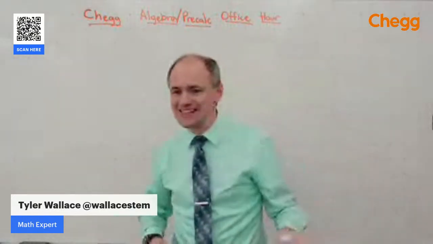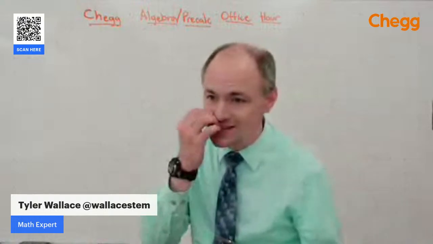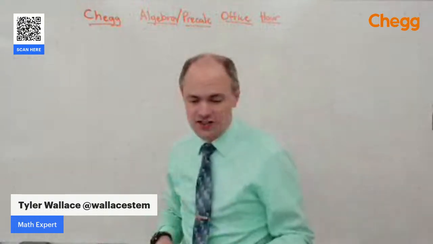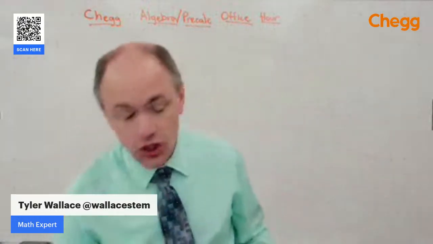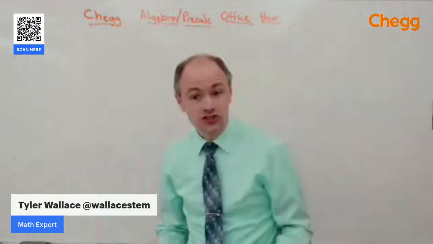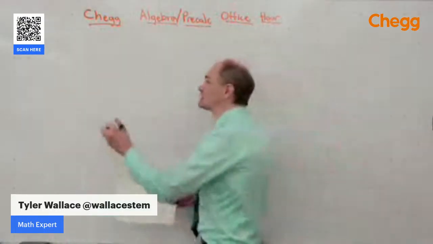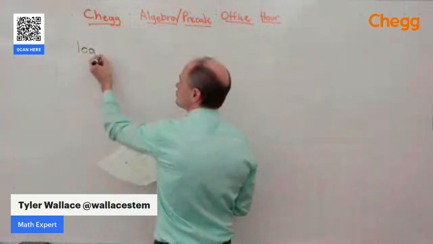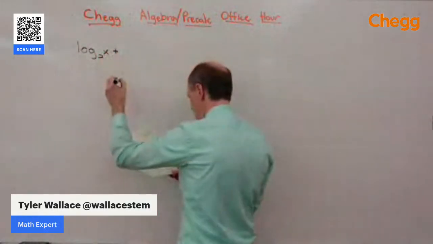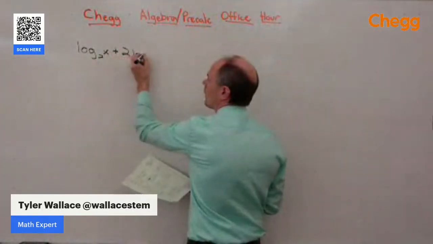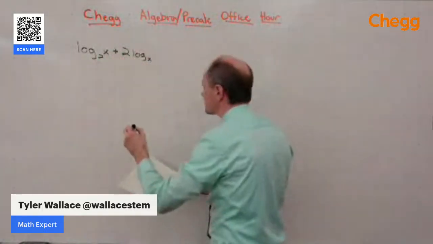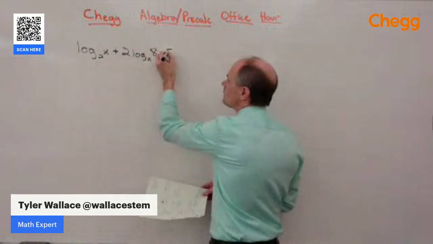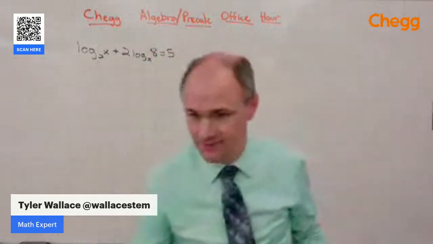I had some questions I didn't get a chance to get to last time that had to do with logarithms. So I thought we would start with logarithms today. We're going to solve the equation log base 2 of x plus 2 log base x of 8 equals 5.